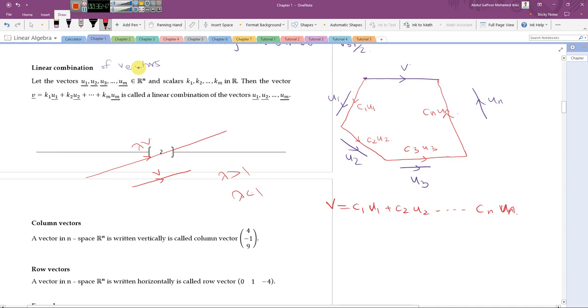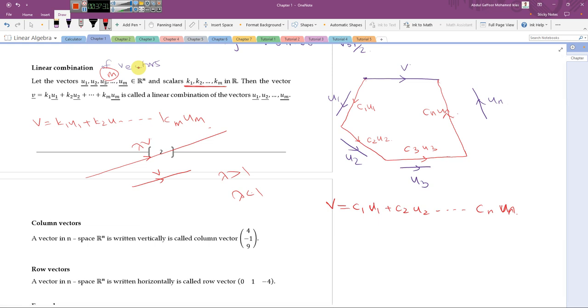So this is what they have given here. Let the vectors u1, u2, u3 up to um belong to Rn. So in the vector space we have taken m vectors, right? How many vectors have we taken? m number of vectors, and from the real numbers we have k number of scalars. Then v can be written as the linear combination of the vectors u1, u2 up to um. So v is equal to k1 u1 plus k2 u2 all the way to km um, right? Okay, when we do questions you can easily understand.